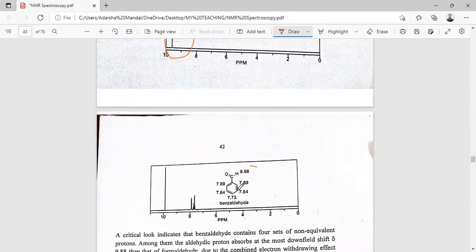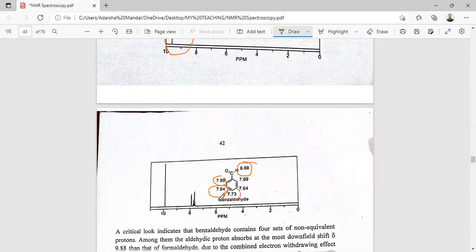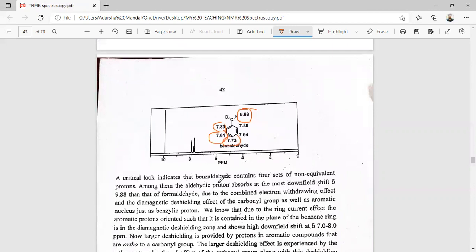this has a total of 1, 2, 3, 4 types of hydrogen atoms. So it has 4 signals: 9.88, and in the aromatic region 7.89, 7.64, and 7.63. So benzaldehyde contains 4 sets of non-equivalent protons. Among them, this aldehydic proton absorbs at the most downfield shift, delta value 9.88, compared to formaldehyde.